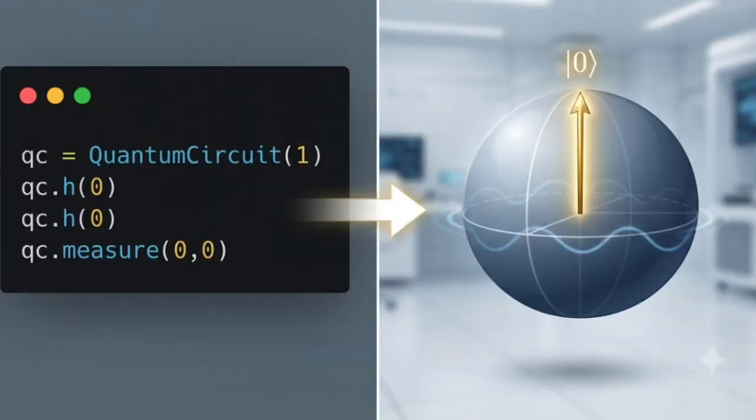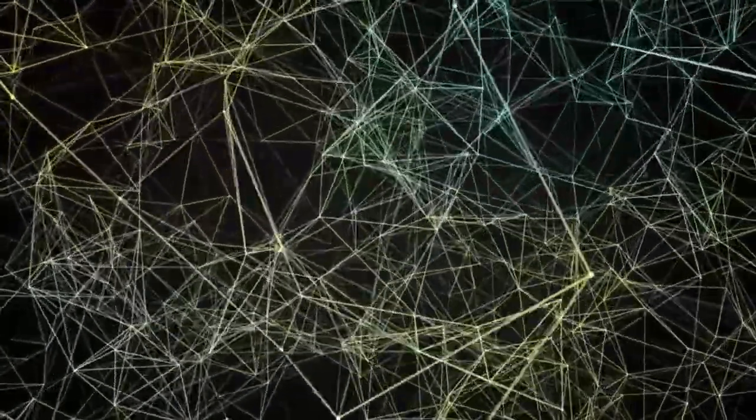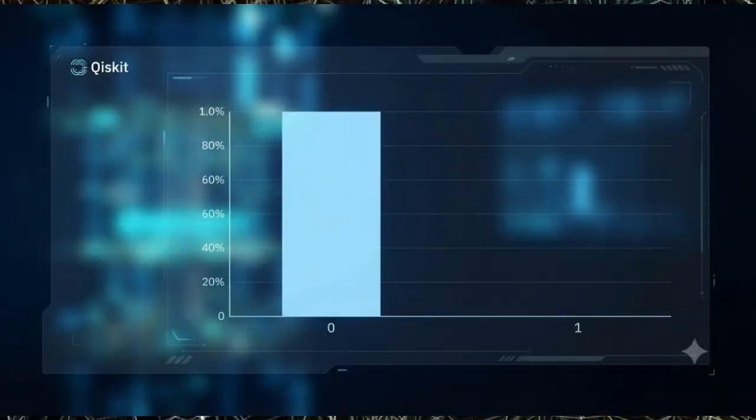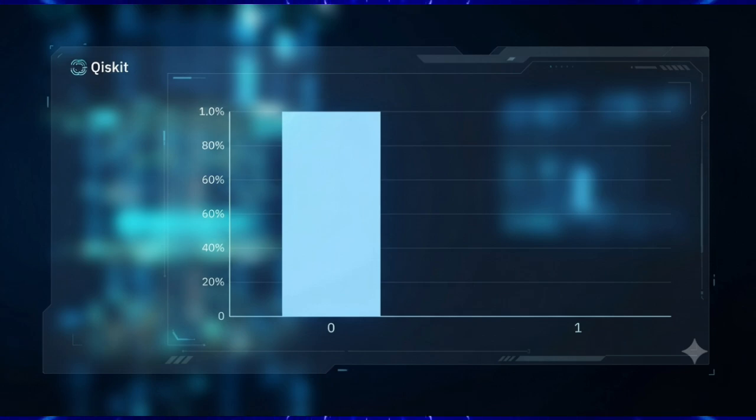Let's see what happens in code. If we start with a qubit, put it into superposition with qc.h(0), and then apply another Hadamard gate, qc.h(0), something amazing happens. Because the Hadamard gate is its own inverse, the second gate causes destructive interference for the one state and constructive interference for the zero state. When you run and measure this circuit, you get zero 100% of the time on a simulator. The wrong path completely canceled itself out through interference.